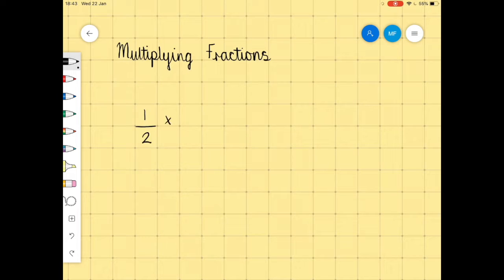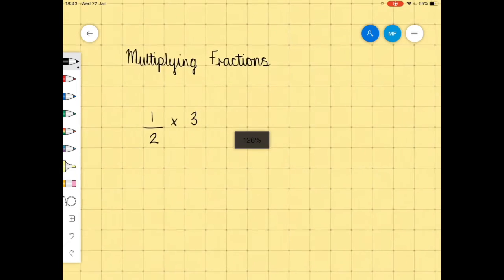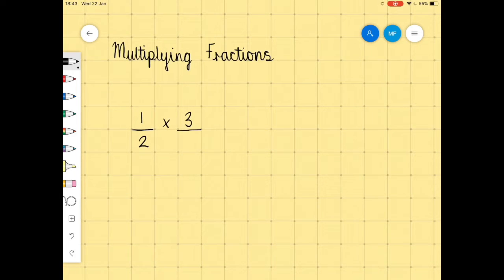So here we have a number sentence. We've got 1/2 and we're going to multiply it by 3/5. What we do is we first of all look at the two top numbers, which we call the numerators, and we simply multiply those together. So 1 times 3 gives us 3. Then we look at the denominators, the bottom numbers. We've got 2 times 5, just multiply them together to get 10. So our answer is 3/10.